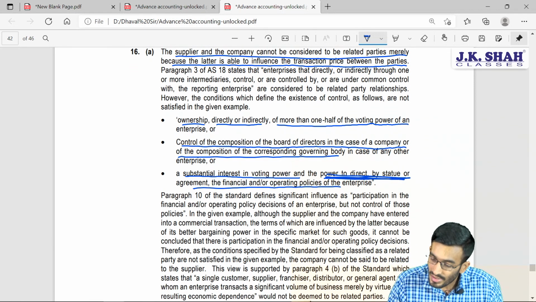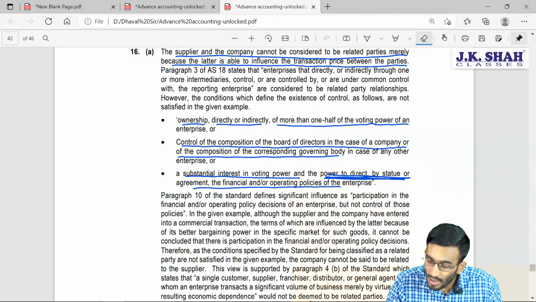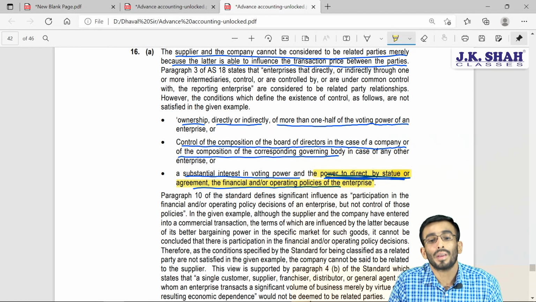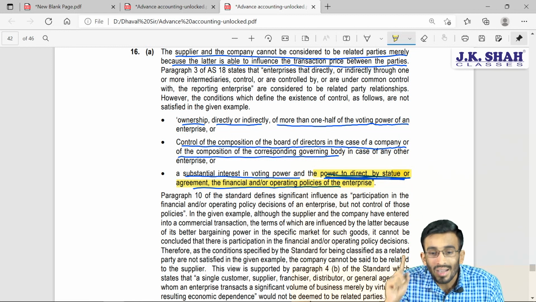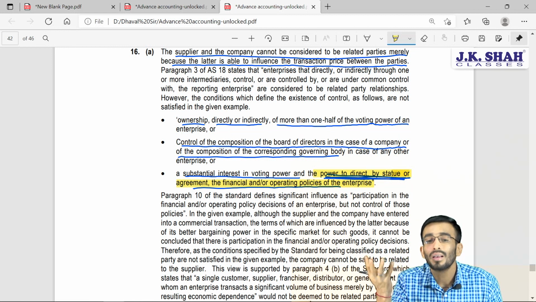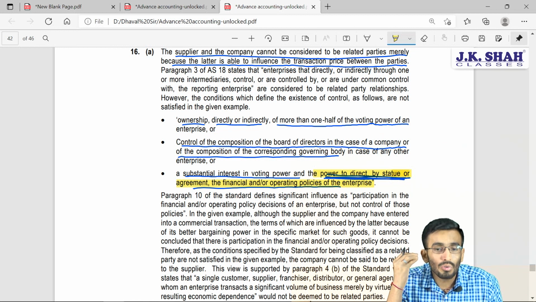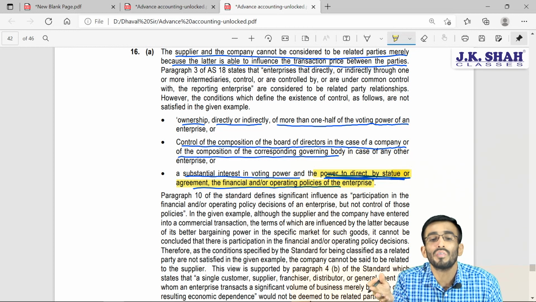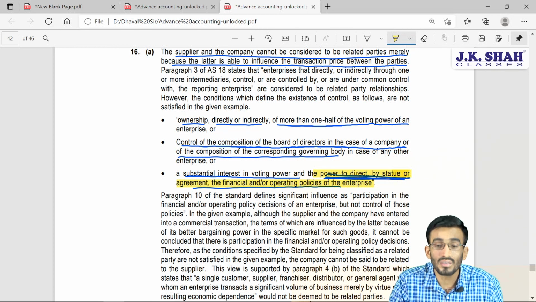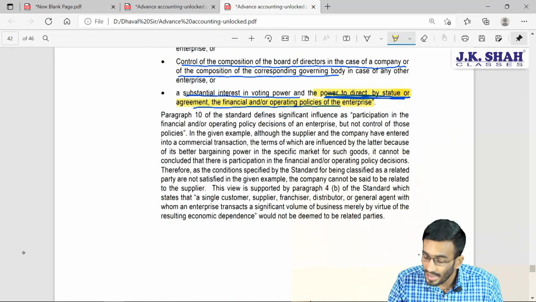What about significant influence? What is changed? See, here they are saying in case of control, it is the power to direct the financial and operating policy of the enterprise. Now in case of significant influence, it is the power to participate in the financial and operating policy. Being a single supplier only, the supplier is not getting either the power to direct or the power to participate in the financial or operating policy. So definitely that particular supplier is not to be considered as a related party.